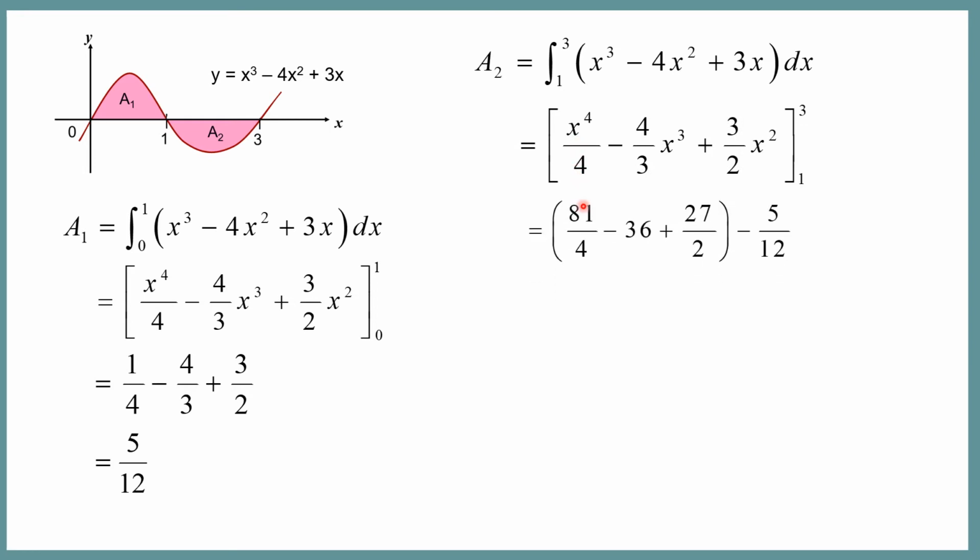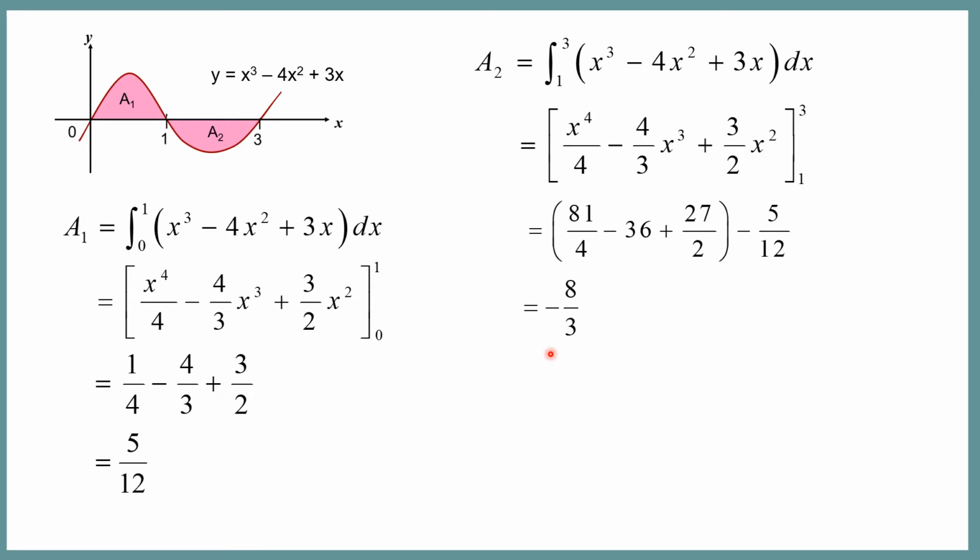Substitute x equals 3, the upper limit. We have 81 over 4 minus 36 plus 27 over 2. Minus, substituting the lower limit x equals 1, we have 5 over 12. Evaluating, A2 is negative 8 over 3.